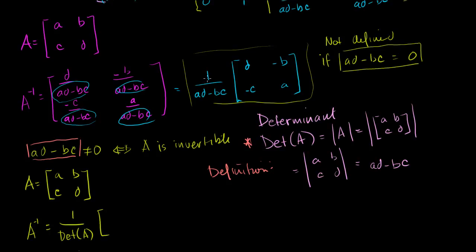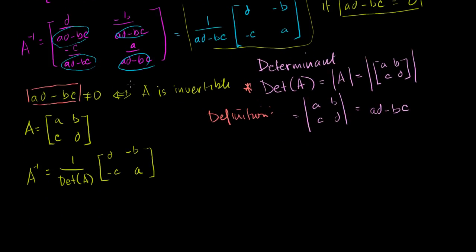and let's see a good way of memorizing this. We're swapping these two guys, right? The A and the D get swapped, so you get a D and an A. And then these two guys stay in place, they just become negative. So minus B and minus C. So that's the general formula for the inverse using the determinant of a 2 by 2 matrix.